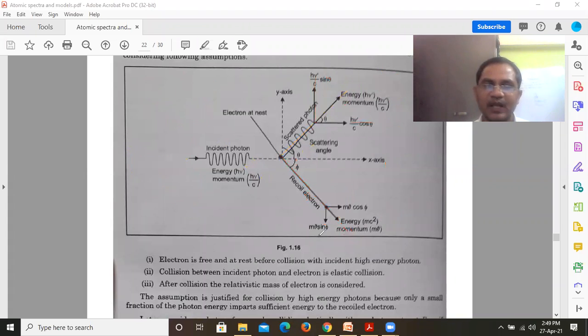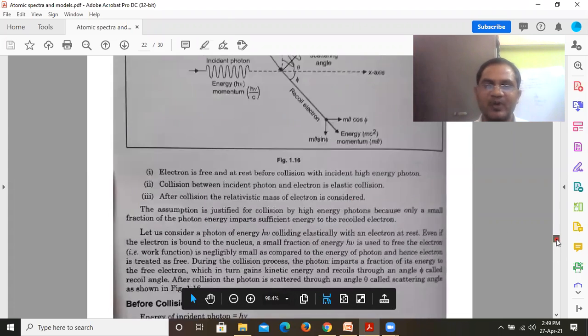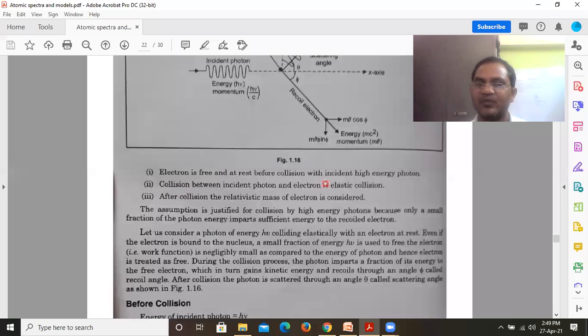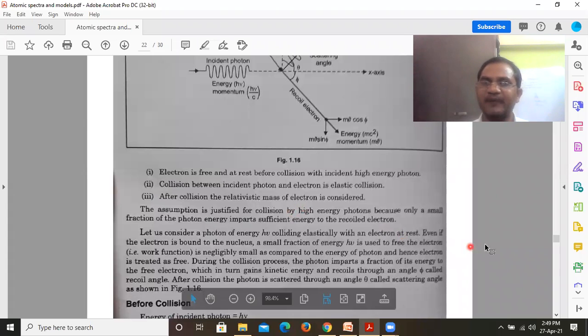Now, before going to the derivation, you should consider some points. First, the electron is free, which is at rest before the collision, and is colliding with the high energy photon. Second, the collision between the incident photon and electron is elastic. Third, after the collision, the relativistic mass of the electron is considered, because the electron is moving with very high speed.